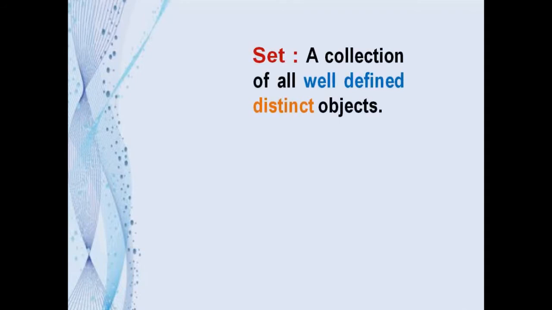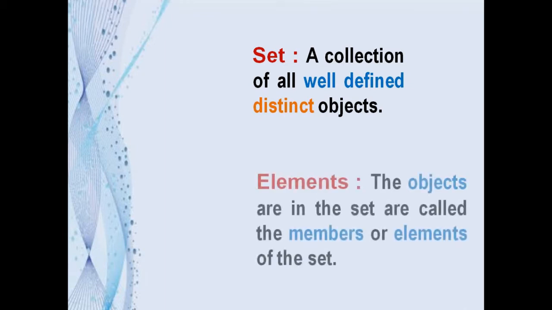Here, the word well defined refers to a specific property which makes it easy to identify whether a given object belongs to the set or not. And the word distinct means that the objects of a set must all be different. The different objects that form a set are called the elements of the set. The elements of a set can be written in any order but are not repeated.